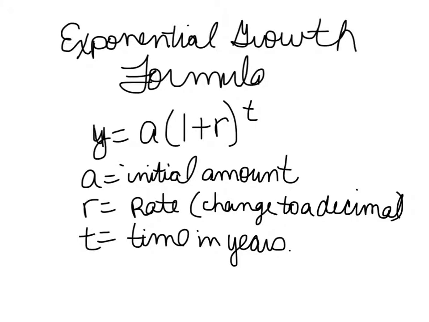There is an exponential growth formula that we will be using. y equals A times the quantity of 1 plus r, raised to the t. Let's go over what these things are. A is the initial amount invested. r is the interest rate. It will be a percent, and you need to change that into a decimal by moving the decimal 2 places to the left. And t is the time in years. We're going to use this formula in the next couple of examples.